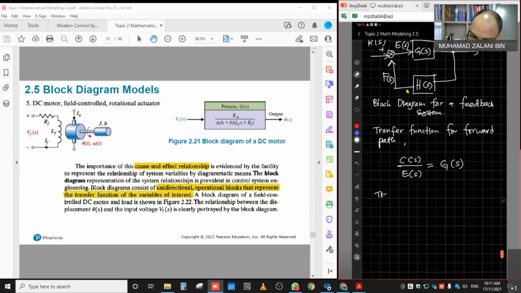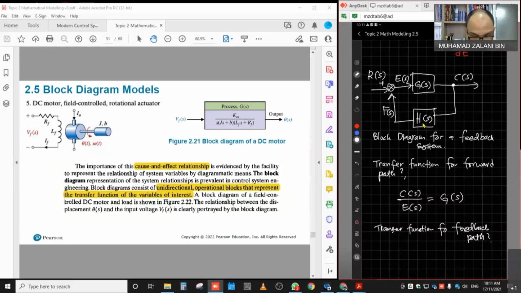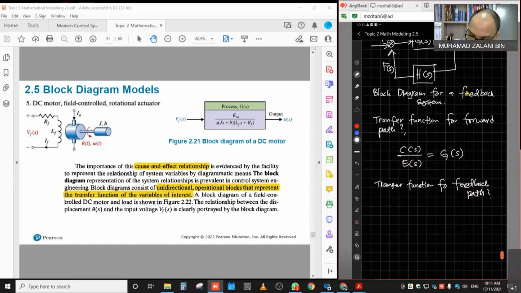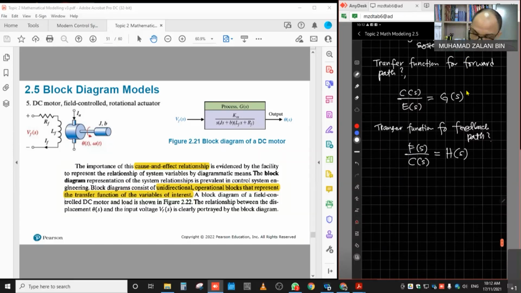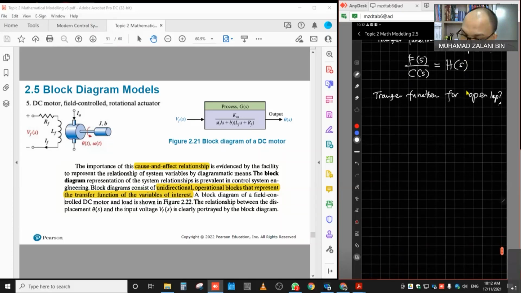How about the transfer function for the feedback path? For the feedback path, as you can see, the feedback path is HS, right? So HS is Fs divided by Cs. Output Fs divided by Cs of the HS. HS is the transfer function of the feedback path. Okay, and then next, the transfer function for open loop. So how about the transfer function of the open loop?